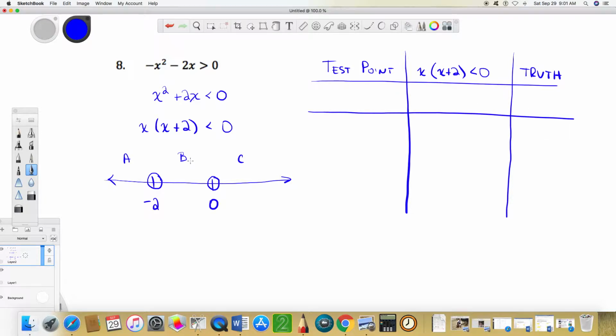All right, so for my test point from region A, a real number that is less than -2 and is easy to do arithmetic on, is -3. So when I replace x with -3, what do I get? Well, I get -3 times -3 plus 2 is a -1, and negative times a negative is positive, but positive numbers are not less than 0. That's a false statement. So none of the points in region A are going to be in my solution set.